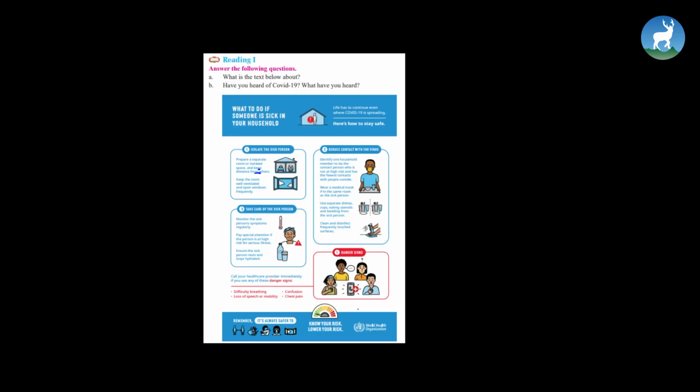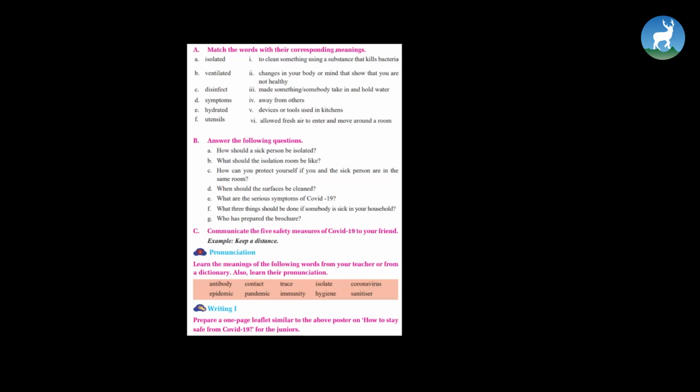Now let's go to the exercise. Match the words with their corresponding meanings. Isolated: away from others. Ventilated: allowed fresh air to enter and move around a room. Disinfect: to clean something using a substance that kills bacteria. Symptoms: changes in your body or mind that show that you are not healthy. Hydrated: made somebody take in and hold water. Utensils: devices or tools used in kitchens. Now answer the following questions, which would be your homework.